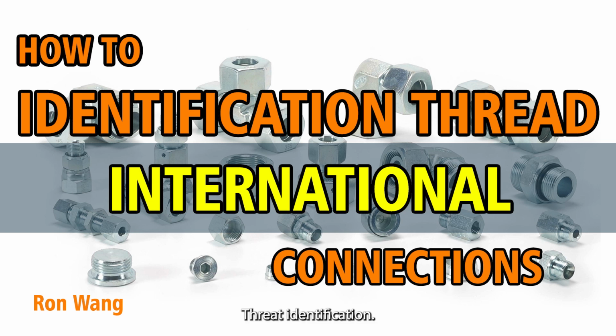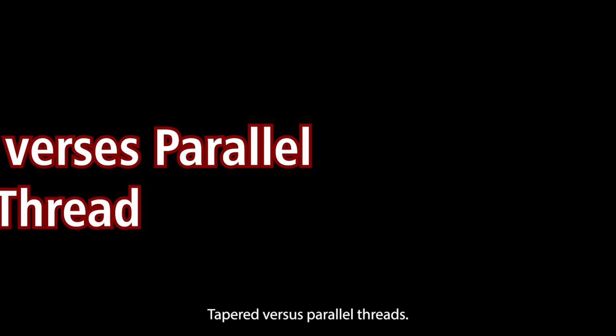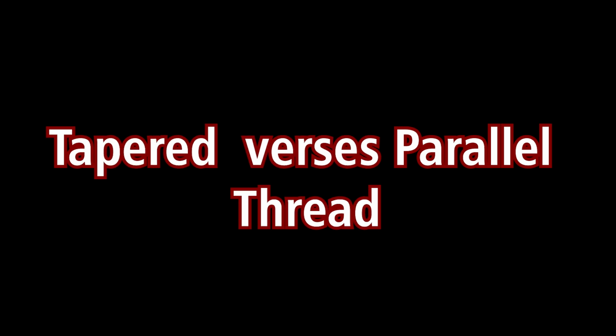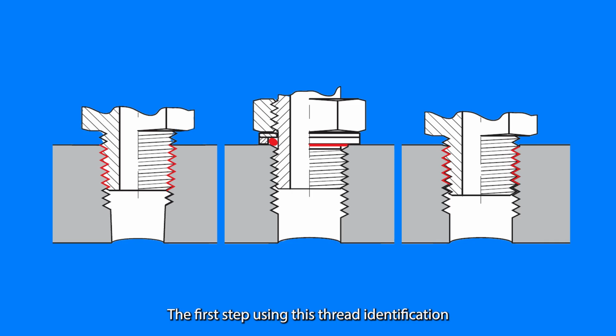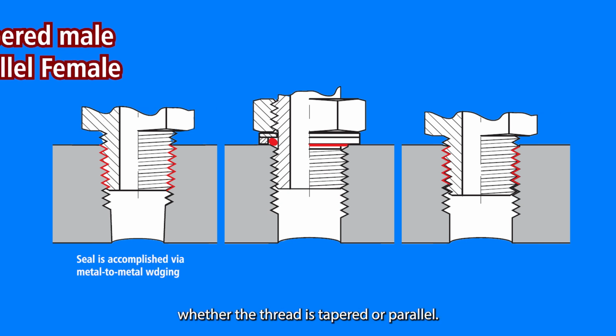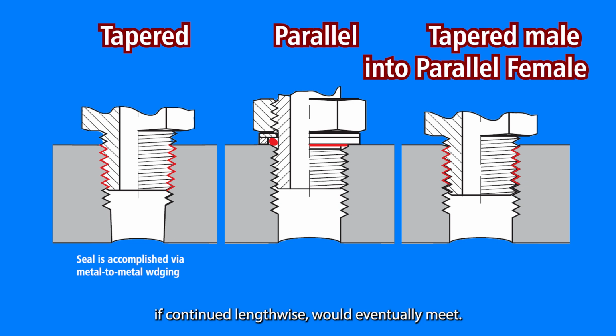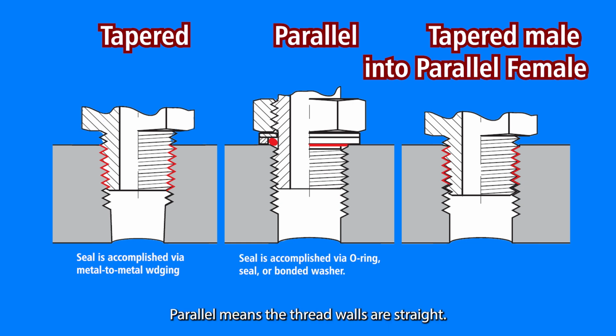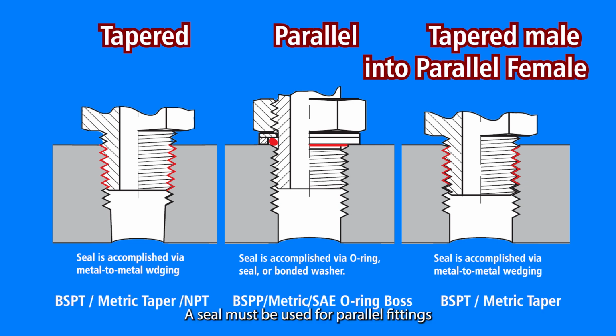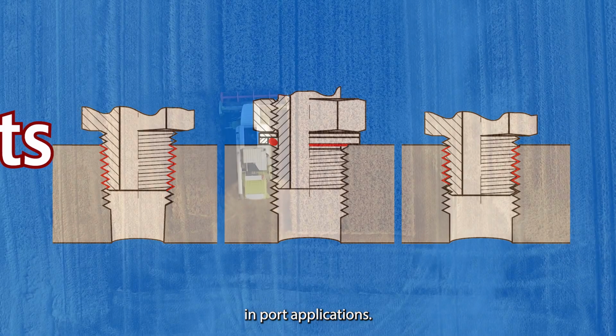Thread identification, international connections. Tapered versus parallel threads. The first step using this thread identification guide is to determine whether the thread is tapered or parallel. Tapered means the thread walls, if continued lengthwise, would eventually meet. Parallel means the thread walls are straight. A seal must be used for parallel fittings in port applications.